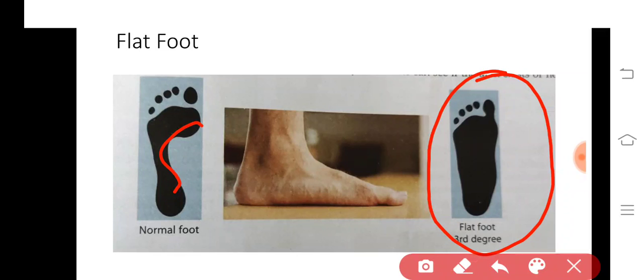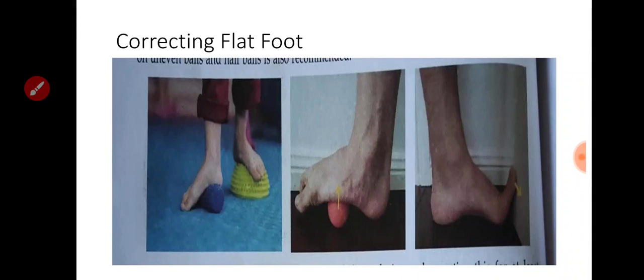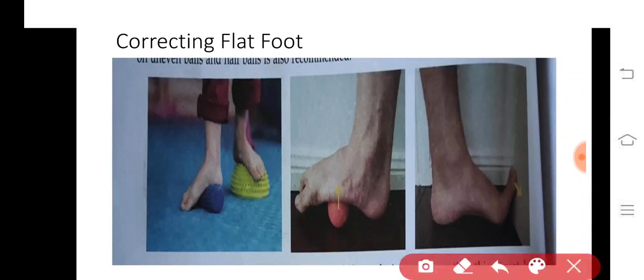If it exists like this, then there is no flat foot. But if the impression or imprint of the foot is like this, definitely that person is suffering from flat foot. To correct flat foot, two or three most important particular exercises must be performed.